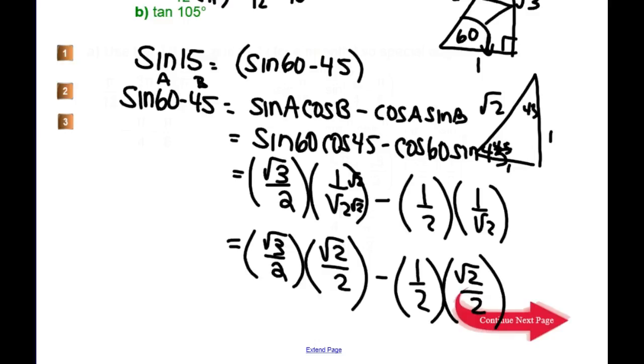Okay, so now when we multiply these guys together, we have a root 3 times a root 2 is root 6, and 2 times 2 is 4. And then it's going to subtract these two multiplied together. So 1 times root 2 is root 2, and 2 times 2 is 4.